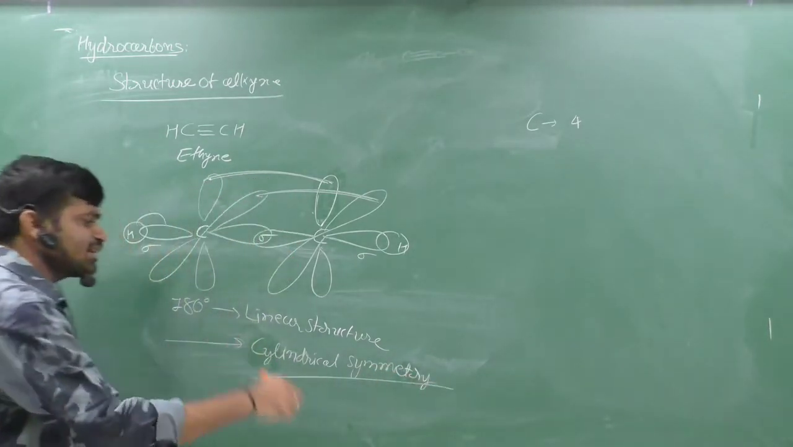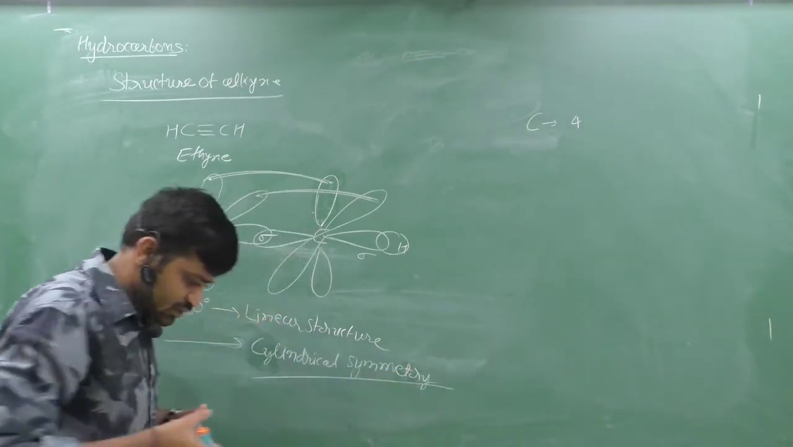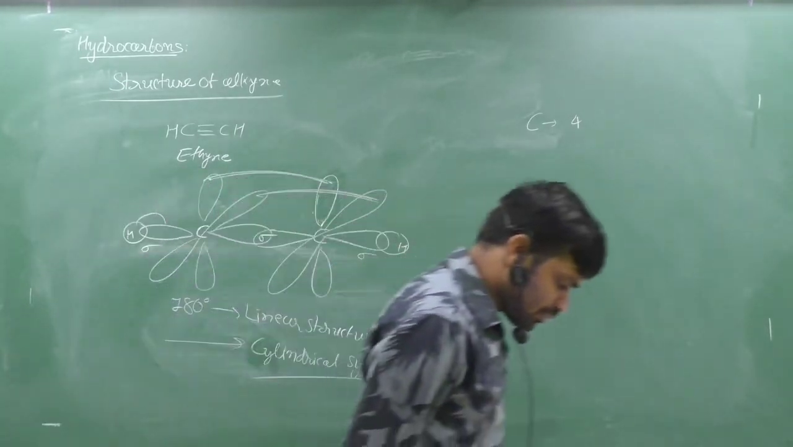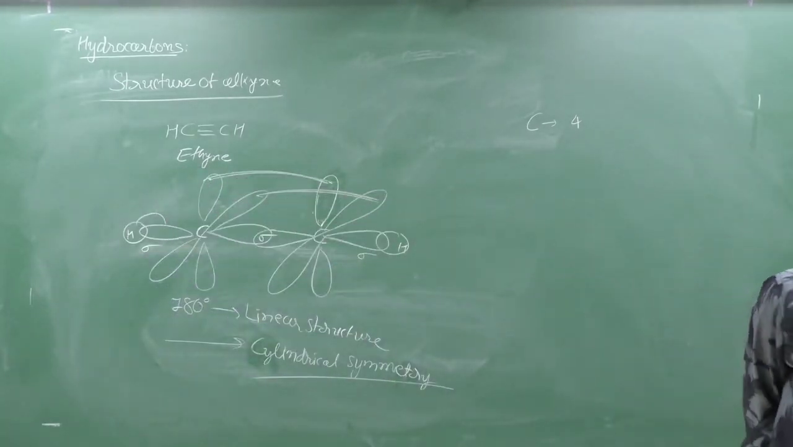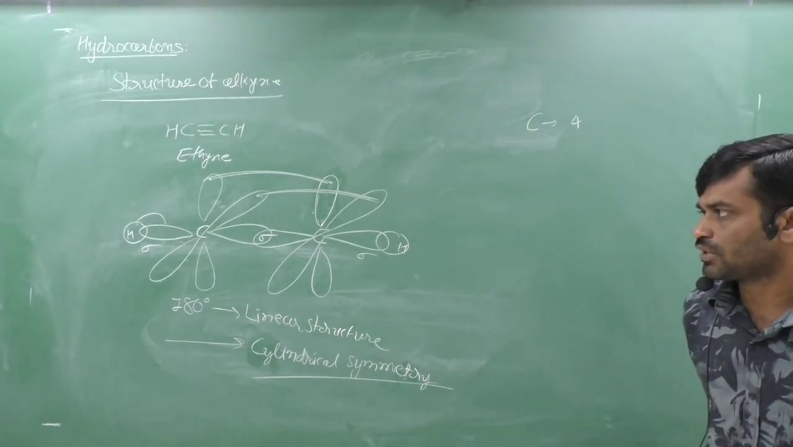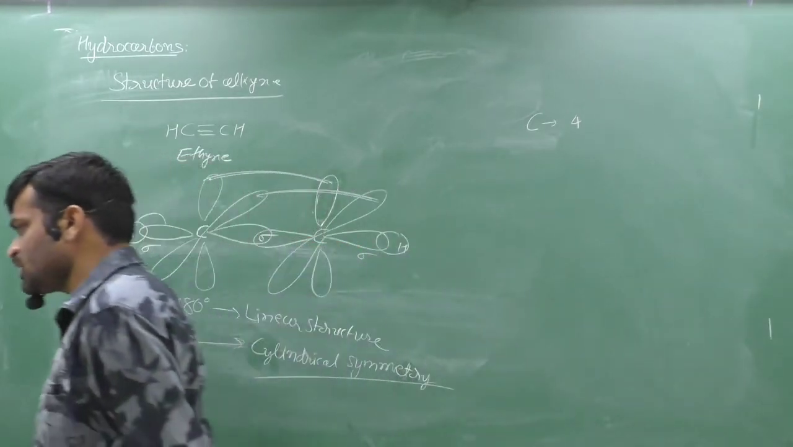It can have a cylindrical symmetry. Cylindrical symmetry means it is like a cylinder, straight, but the orbitals of the pi bond are throughout the molecule, round about the molecule. Clear? So it is the structure of alkyne which you can discuss here.